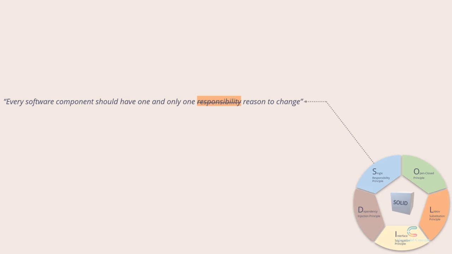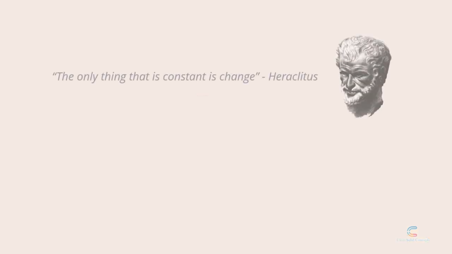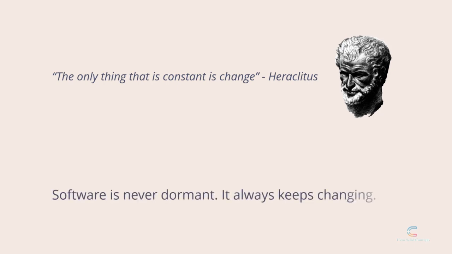So what's this new phrase, reason to change? In the words of the Greek philosopher Heraclitus, the only thing that is constant is change. In other words, change is inevitable. This quote applies to the software world as well. Software is never dormant. It always keeps changing. Let me explain this with an example.